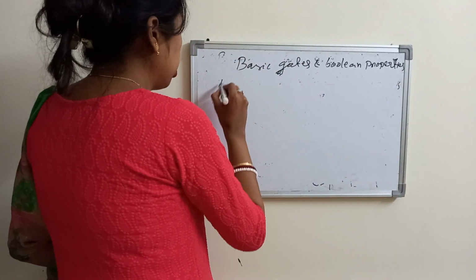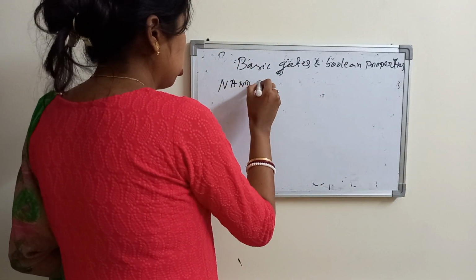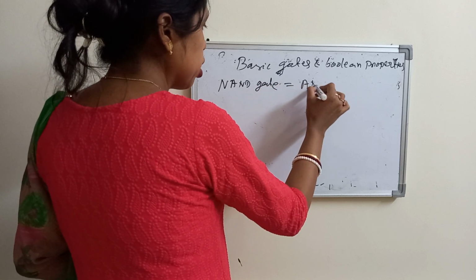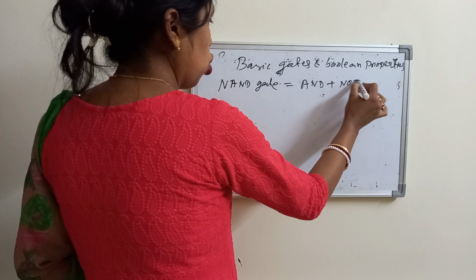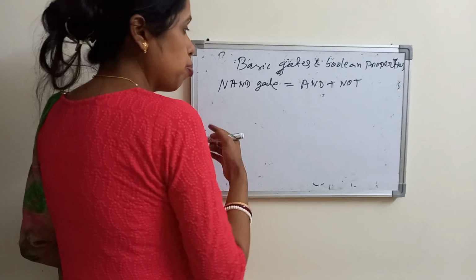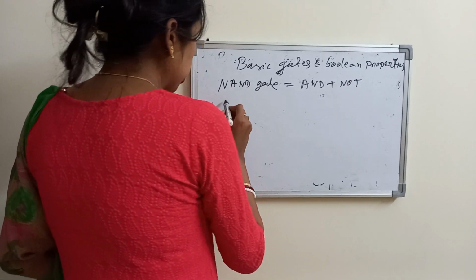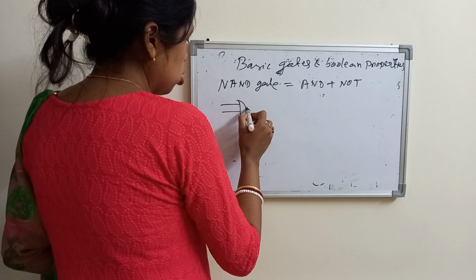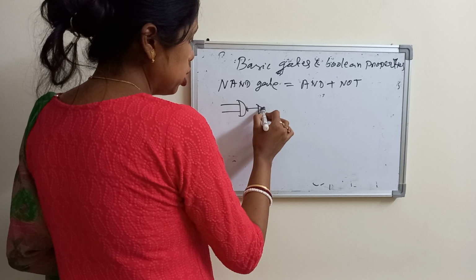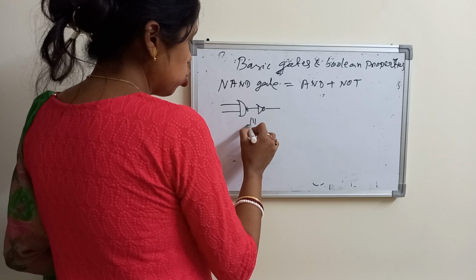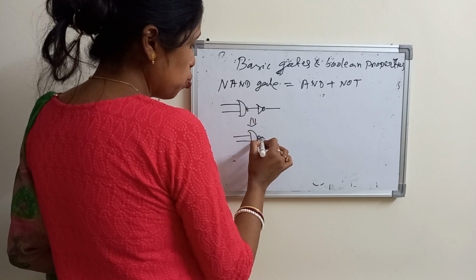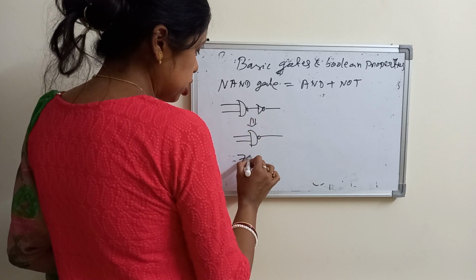Now come to the NAND gate. NAND means what? AND plus NOT. That means inversion of the AND gate. So I am just drawing the circuit diagram. This is the AND gate along with this NOT. It is equivalent to this: if you remove the triangle, you have to put a dot. This is your NAND gate.